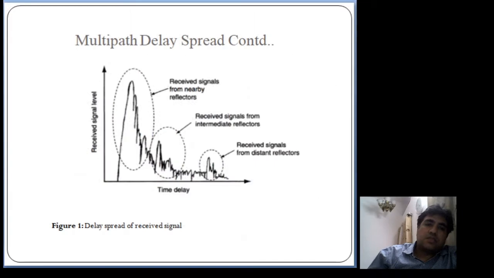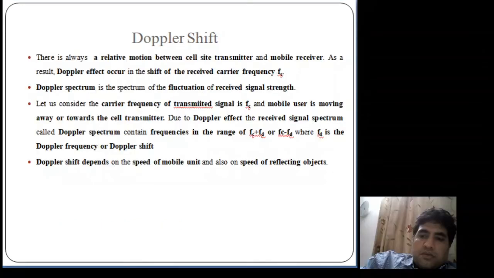So let us see this figure where the y-axis is the received signal level and the x-axis is the time delay. The signal is going through multiple reflectors, first the nearby reflector, then the intermediate reflector, and then the distant reflector, and this entire duration is known as delay. So next is Doppler shift.